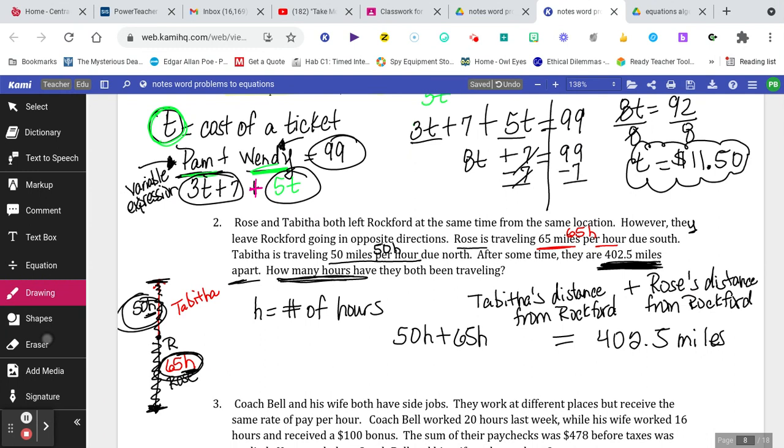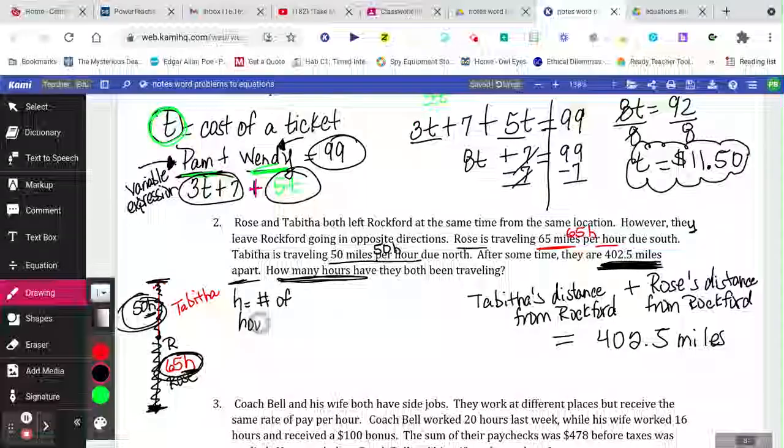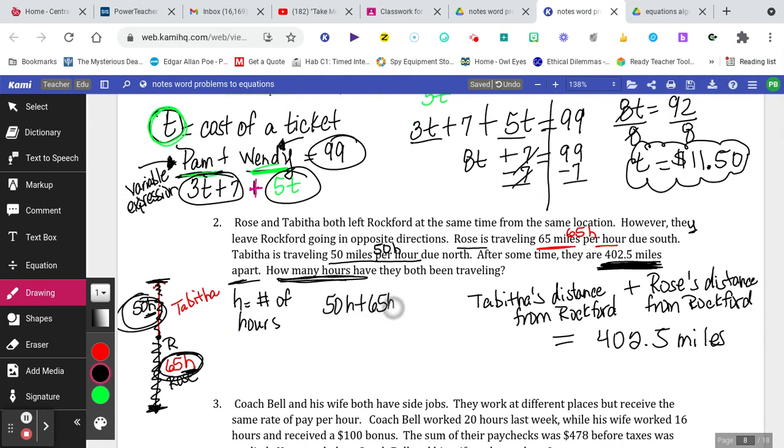So let me write this a little better because I don't have enough room. 50h plus 65h equals 402.5. Okay, so now I'm going to combine like terms. It's going to give me 115h equals 402.5. And to solve for h, all I do is divide both sides by 115.